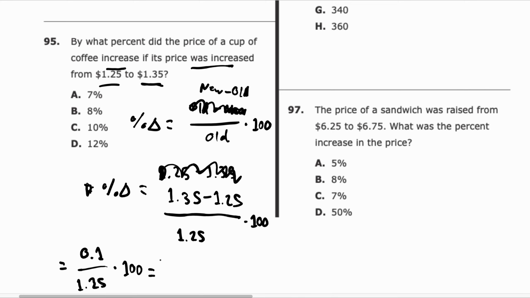And now I'm going to multiply 0.1 and 1.25 both by 100. So that would be 10 over 125 times 100. And then we can divide these by 25. So 100 divided by 25 is just 4. 125 divided by 25 is 5. So then 10 over 5, that's just 2, right? So then 2 times 4 is 8. So it's 8% increase. So that would be our answer.